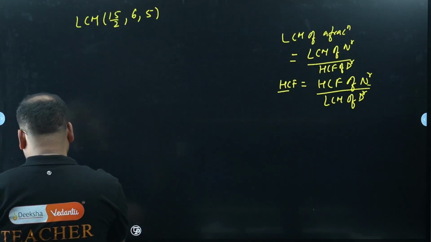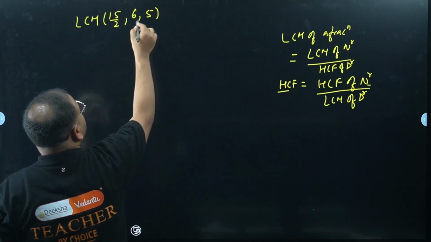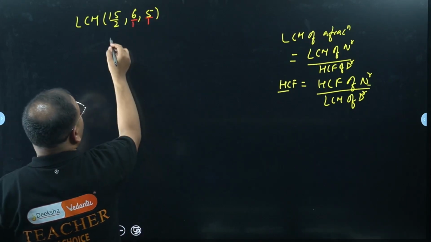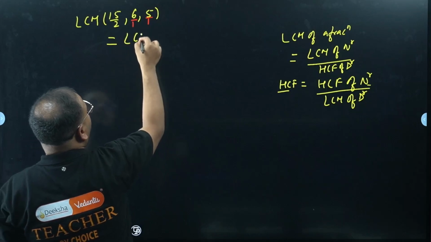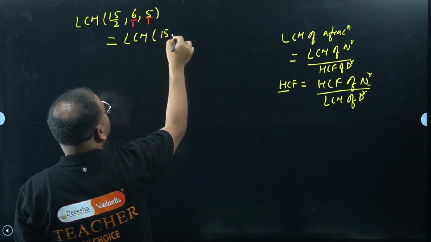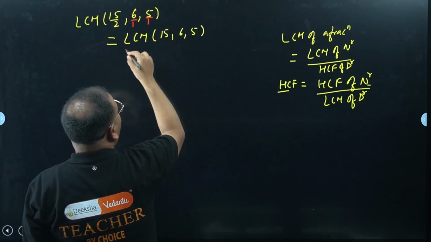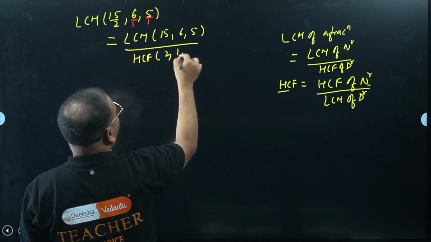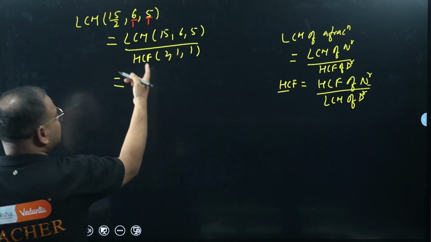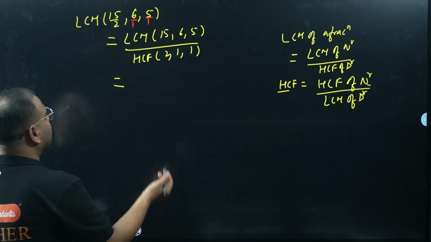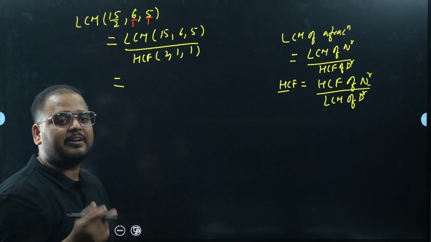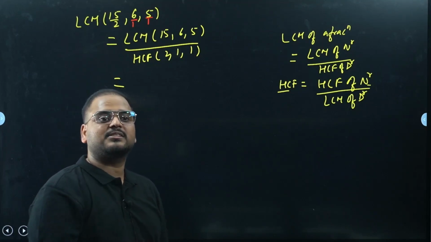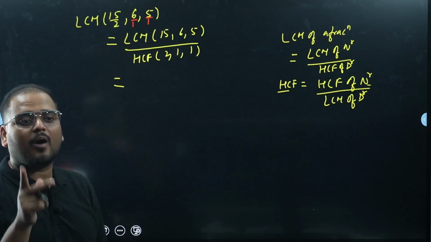What are the denominators here, guys? It's 1 and 1. What is the LCM going to be? LCM of 15, 6 and 5 upon HCF of 2, 1 and 1. What is LCM of 15, 6 and 5? In the tables of 15, 6 and 5: 15 times 2 is 30, 6 times 5 is 30, 5 times 6 is 30.